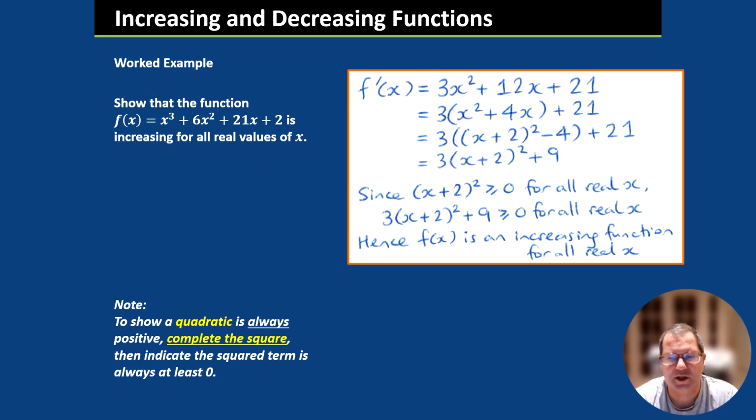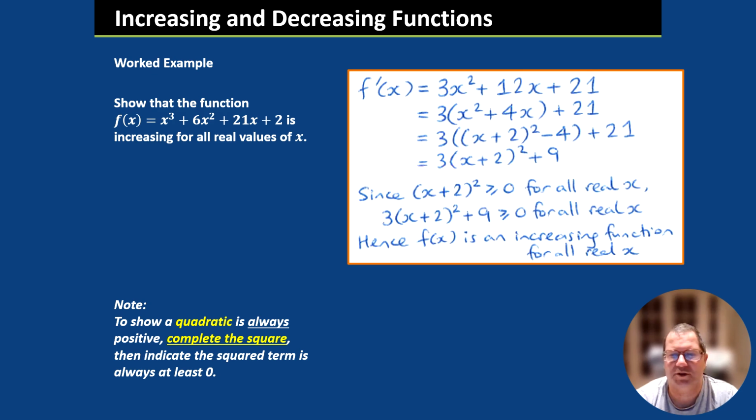Okay, we're going to finish with a couple of worked examples. The first one says, show that the function f(x) = x³ + 6x² + 21x + 2 is increasing for all real values of x. So an increasing function is one where f'(x) is greater than or equal to 0. So we've got to show that this function has f'(x) greater than or equal to 0.